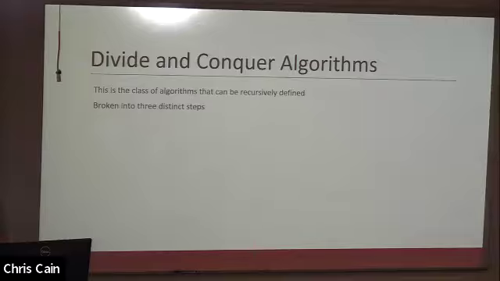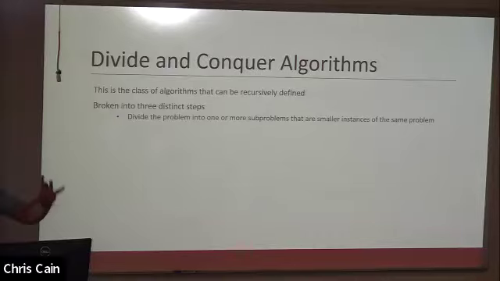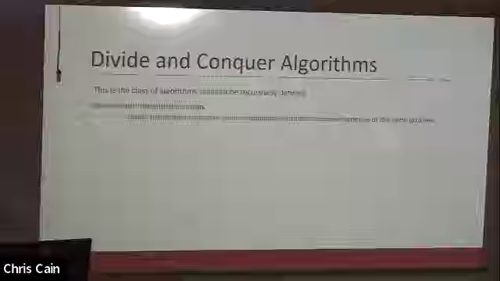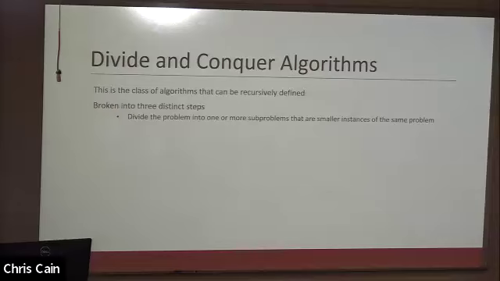But we have for recursion, 3 distinct steps. We need the divide step. We're going to take the problem that we currently have. We're going to divide them into some number of subproblems that are similar instances of the exact same problem. So if we're looking at merge sort, we have a large unsorted array. We're going to divide this into 2 smaller unsorted arrays. So you get 2 instances of the same problem, but the size of those problems are smaller.